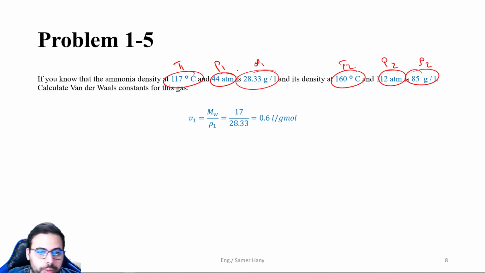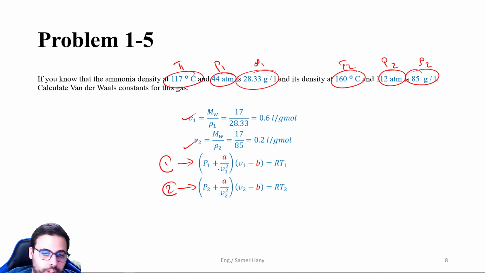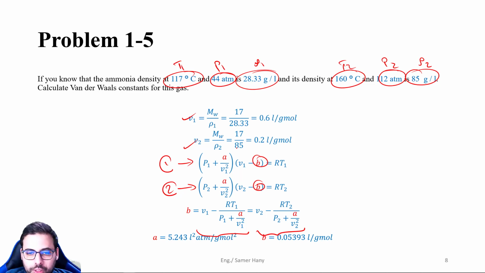Okay, just like the last problem, we get molar volume 1 and molar volume 2, and then to get the van der Waals constants for this gas, we can just substitute in the van der Waals equation at conditions 1 and conditions 2. We have two equations and two unknowns. We can just separate out B into the left-hand side and equate the two equations, solve for A using the calculator solver, and then we can calculate A and B using this method.